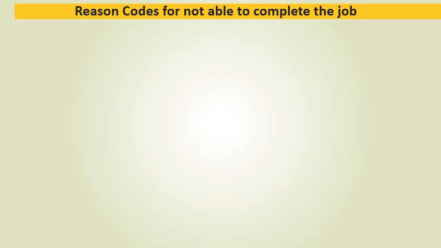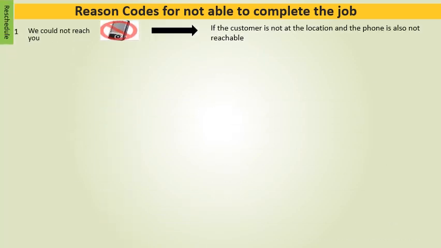The list of reason codes for not being able to complete a job and when to select them are: 1. We could not reach you. Select this reason code if the customer is not at the location and the phone is also not reachable. You should not select this reason code till the time the slot is completed. Try connecting to the customer repeatedly. If you're still not able to reach the customer, wait at the customer's location for 30 minutes after the service time has started. Make sure that you are selecting this reason only after 30 minutes wait time after the service slot has started.